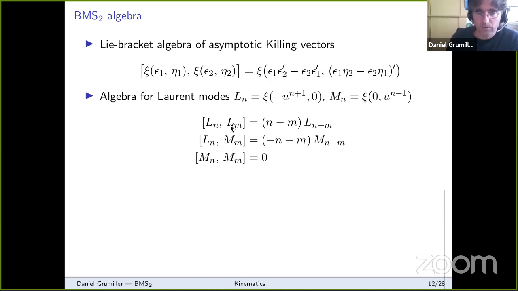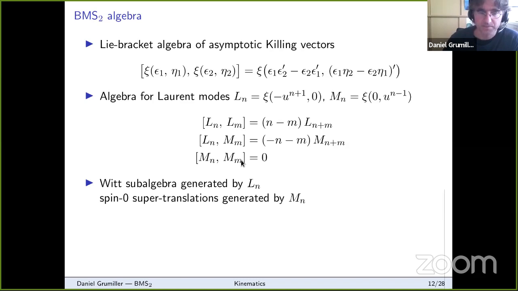So L with L just gives a Witt algebra. So this is a subalgebra. L with M gives some mixed term that, well, looks a bit like a sign mistake because you have minus n minus m. If there was plus n minus m, this would just be BMS3, but this minus is there, so it differs from BMS3. And M with M vanishes, so that shows again that M, the generators of supertranslations, indeed also algebraically have the property of supertranslations, so they commute with each other.